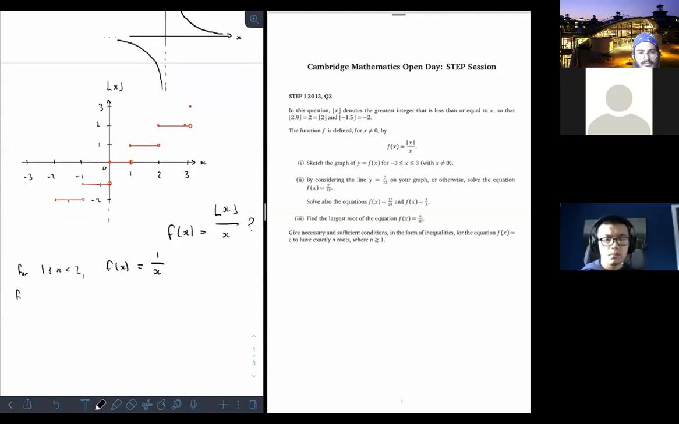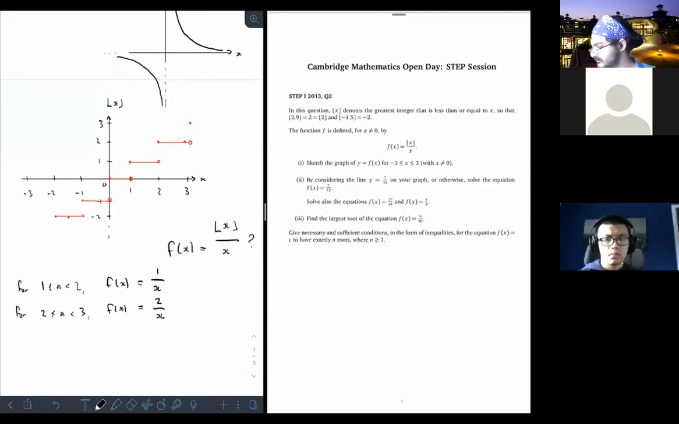Similarly, for, say, x between 2 and 3, the floor of that number would be equal to 2, and so f of x was equal to 2 over x. And when we do 2 over x as opposed to 1 over x, we've rescaled, so we've multiplied all the y values by 2, and so the graph of 2 over x is higher than the graph of 1 over x.